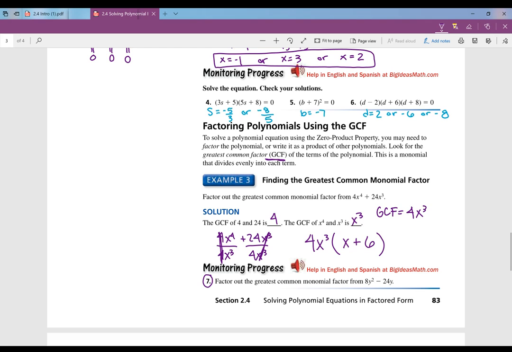So again, try this monitoring progress question, factor out the greatest common factor, and then at the beginning of the next video, I'll give you the answer.